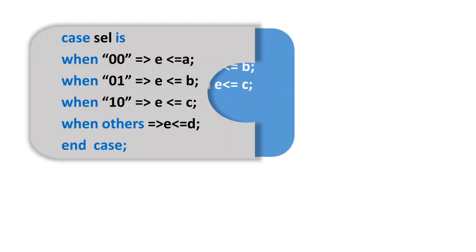Now we have the case statement for 4-in-1 multiplexer. Case select is: when the selection input is 0, 0, the output E becomes A. When the selection input is 0, 1, the output E is B. When the selection input is 1, 0, the output is C, and for other selection input, that is 1, 1, the output is D. And finally, we conclude with end case.